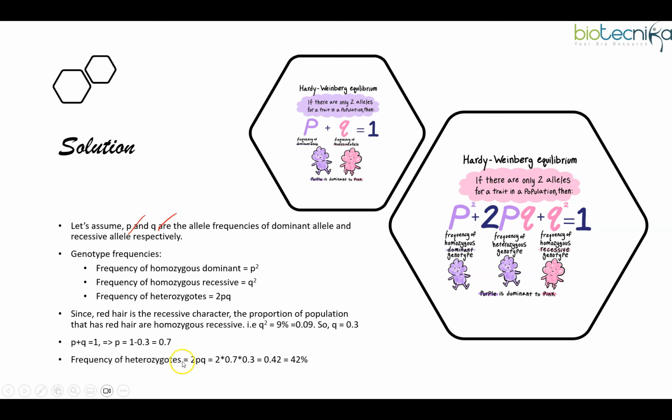So what is the frequency of heterozygotes now? They have asked for heterozygotes, so you apply the formula 2PQ. 2 into P, which is 0.7, and Q, which is 0.3. Together you will get 0.42. You have to calculate in percentage, that's why the answer is 42%.